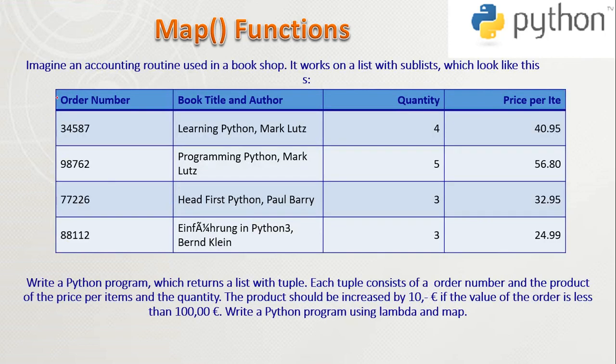Let me solve this. Now I have order number, book title and author, quantity, price. So in this example, what we have to do is return a list of tuples. Each tuple consists of the order number and the product of the price and the quantity. The condition is, if the value of the order is less than 100 rupees, we should add 10 rupees to that, that is, increase by 10.